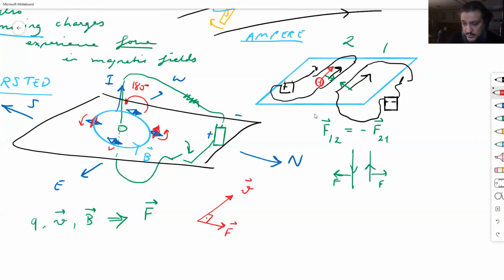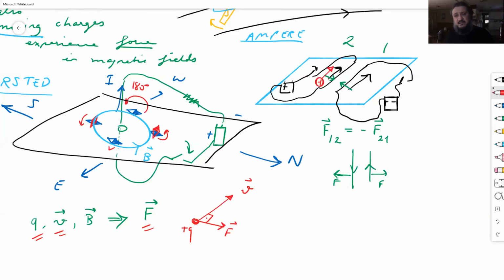So we have the Q, positive charge, we have the force, and we have the velocity. Where is B? Now the convention that we found, or the direction we found using Oersted experiment.